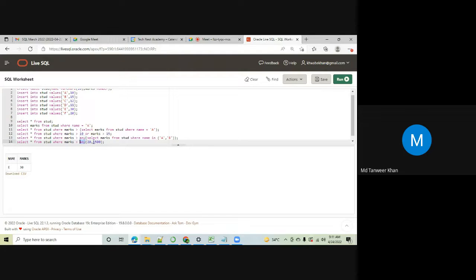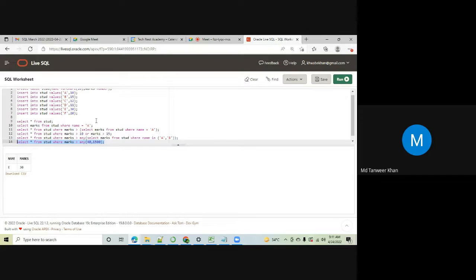It will check for all the conditions, and if it is greater than any of the conditions, you will get the output. Suppose if I mention 40 here, will you get any data? Will you get any data, guys, if you execute this? No.